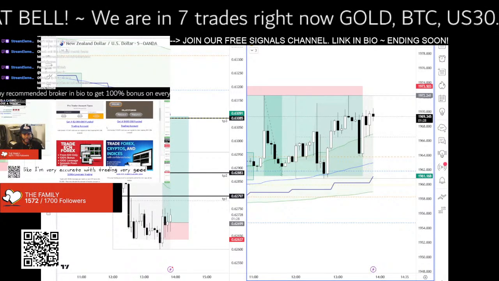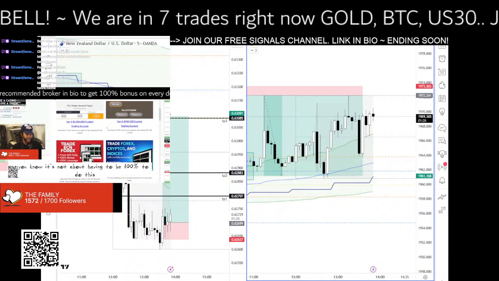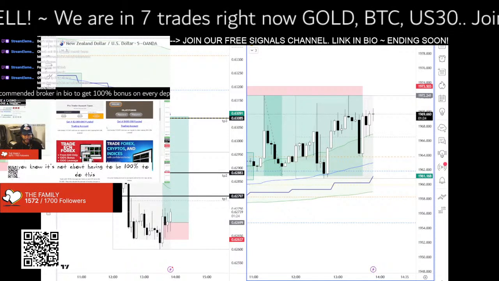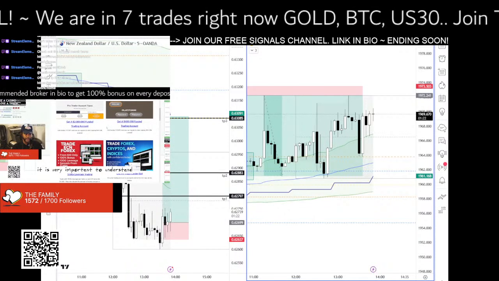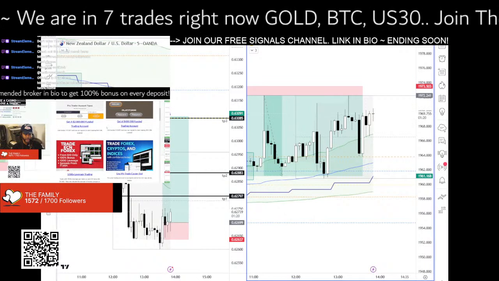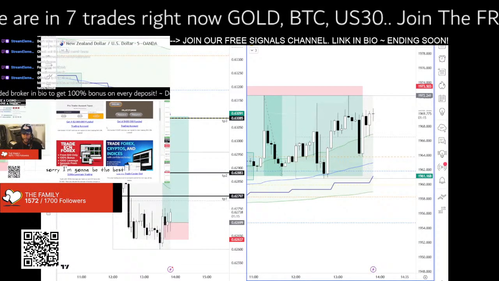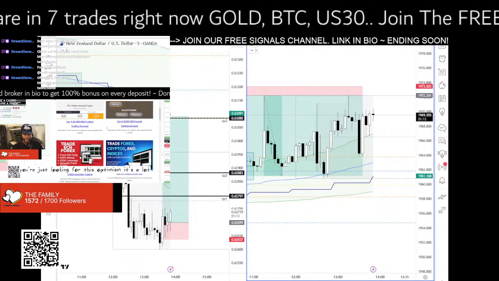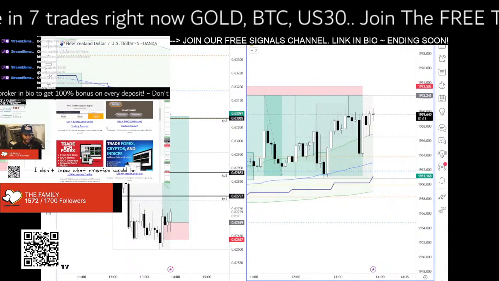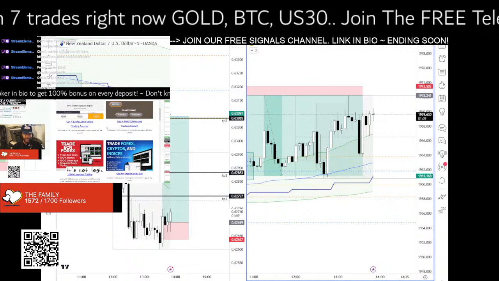I'm very good, but it's not about having to be 100% to do this. And it's very important to understand because it keeps you out of being emotional. Even thinking you're gonna be 100% is an emotion. It's like, I'm gonna be the best. You're just looking for this optimism. I don't know what emotion it would be, but it's not logic.